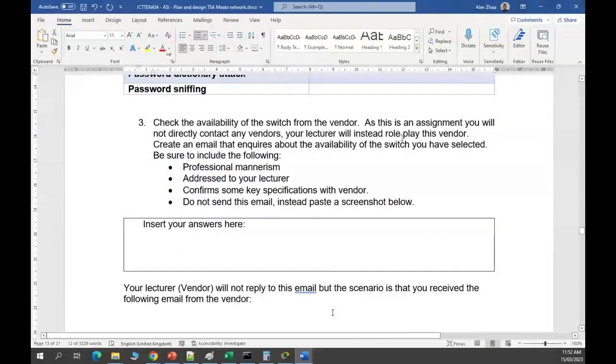Check the availability. What you have to do is write an email. Don't send the email. Do not send the email, just paste a screenshot of it. What I'm looking for is that you're able to communicate effectively, that the way you wrote your email is professional, addressed to me, and confirms some of the key specifications of your switch. The language should be like, can I confirm that this switch is capable of VLANs, or can I confirm this switch is capable of Power over Ethernet, and stuff like that.